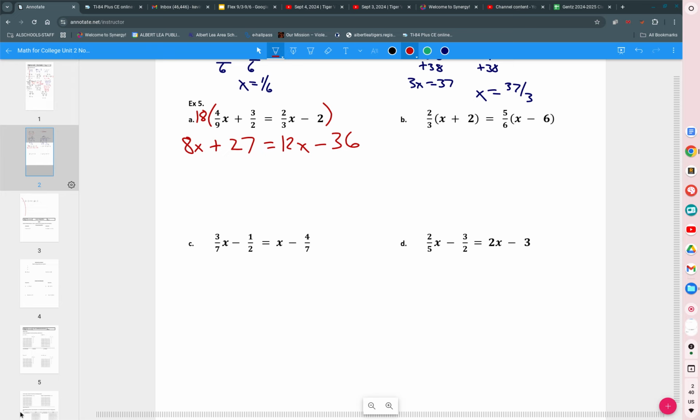I mean, if you saw that problem, you'd be like, hey, no big deal. We can solve that. And that's the beauty of being able to work with eliminating fractions. Most math people don't like to work with fractions either. We know how to eliminate them. I subtract the 12x, I get negative 4x plus 27 is equal to negative 36. I subtract the 27 from both sides. And I get negative 4x is equal to negative 63. Finally, I divide by negative 4. I get x is 63/4.